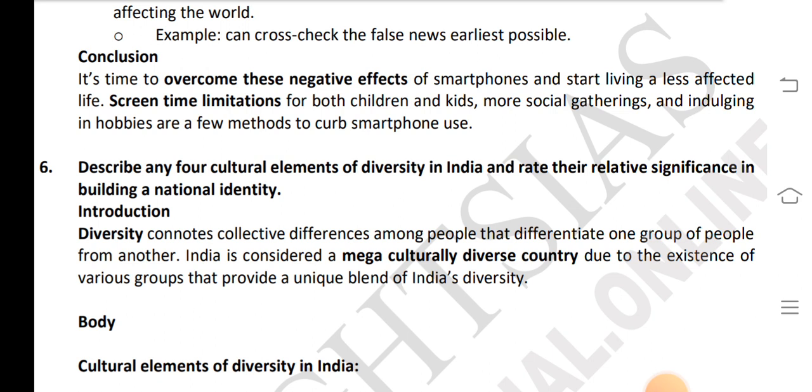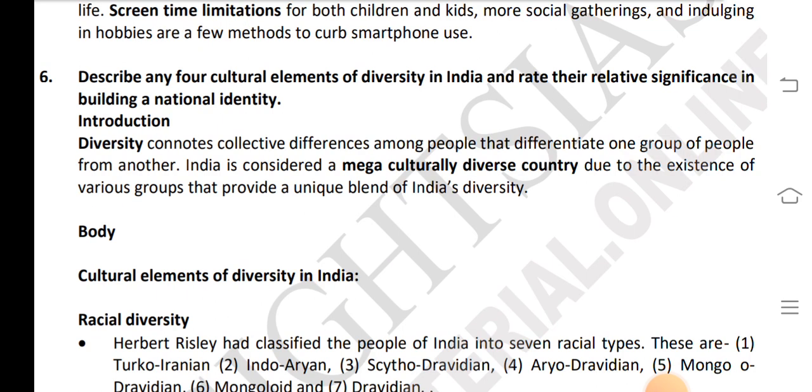It's time to overcome the negative effects of smartphones and start living a less affected life. Screen time limitations for both children and adults, more social gatherings, and indulging in hobbies are a few other methods to curb smartphone use.